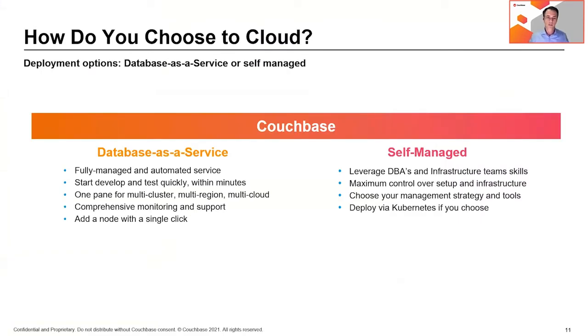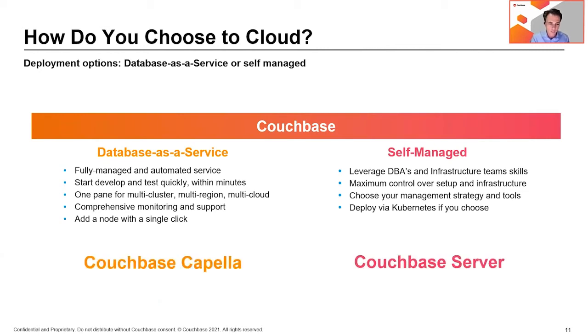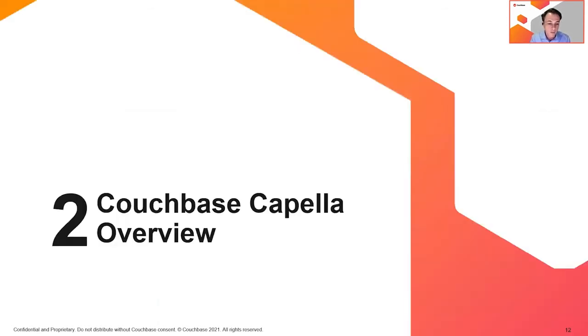So for customers, when they're looking at Couchbase, I think one of the most critical decisions now is, where do I deploy and how do I want to do that? Do I want to use database as a service and have that automated and managed by Couchbase, or do I want to self-manage and leverage my team and my infrastructure and have more control? So it's a convenience versus control story. But since this session is on Capella, let's talk more about that. Capella is our database as a service solution. So let's get into Capella at this point.